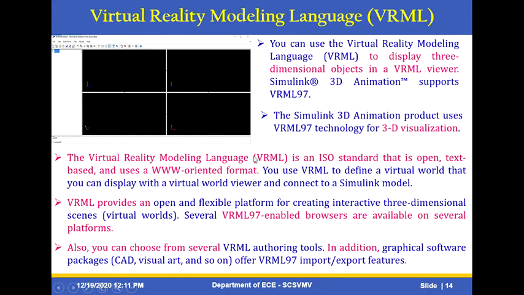Then what is the Virtual Reality Modeling Language? Here the extension is WRL. You can use virtual reality modeling language to display 3-dimensional objects in a VRML viewer. Also it supports the Simulink 3D Animation VRML 97 format. The Simulink 3D Animation product uses VRML 97 technology for 3D visualization. It is an ISO standard. It is open and text based and uses an object-oriented format.